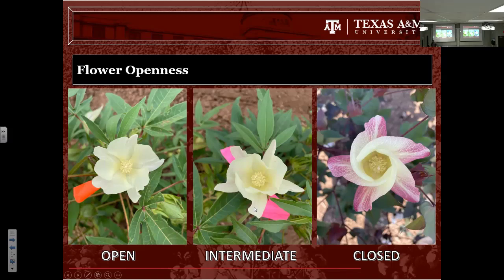When we talk about the middle picture, an intermediate one, petals are overlapping a little bit more, and we're getting a more upright position. And then on the right, we're talking about closed. You can see the petals are overlapping a lot, and we see that it's in an upright position.